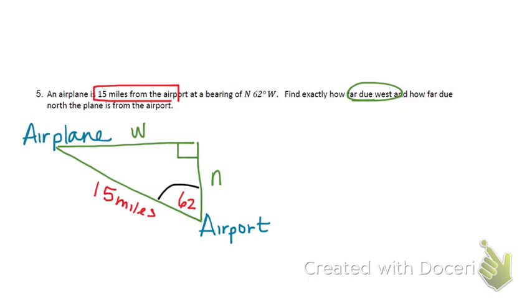So we know the hypotenuse. Is W opposite or adjacent? Opposite. So what ratio are you going to use to find the west? Sine. And then what ratio are you going to use to figure out how far due north? Cosine. All right, go ahead and set up your two ratios and solve for due west and for due north.